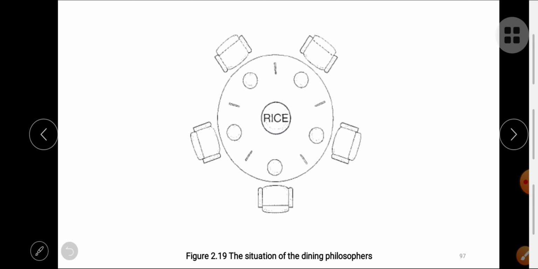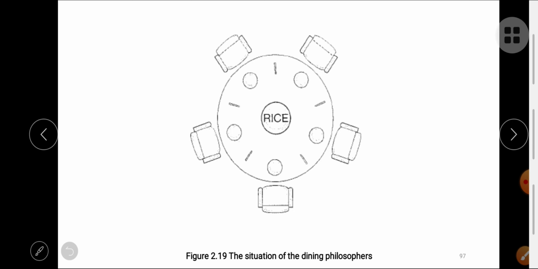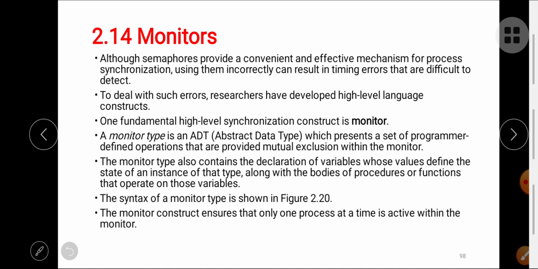Okay, so for this problem we have to find a solution now by using monitors. We will study monitors in the next video.